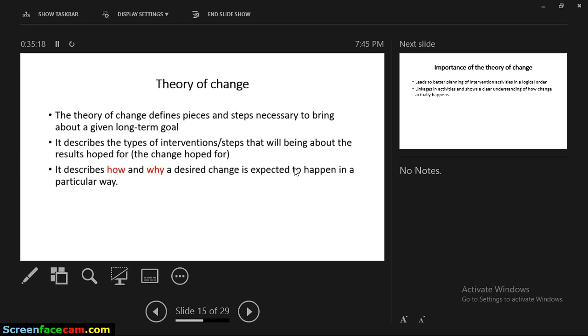It describes how and why the desired change is expected to happen in a particular way. So we've talked about three things, and this will come up when we start looking at how we can build this theory of change. I know that you'll not master this, but at least you're going to have an idea. It's talking about interventions, it's talking about steps that should be put in order for something to happen, and it's also answering how and why that particular change should happen in a particular way.